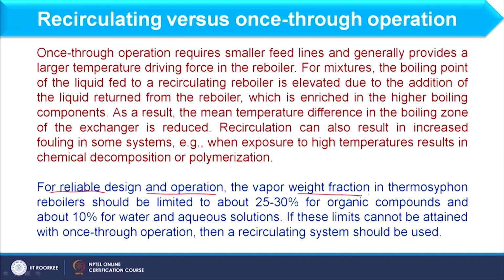So here I have one important point about the reboiler: for reliable design and operation, the vapor weight fraction in a thermosiphon reboiler should be limited to 25 to 30% for organic compounds and 10% for water or aqueous solutions, okay. And if these limits cannot be obtained with once through operation, then a recirculating system should be used. Okay. In a recirculating system, only a fraction of the liquid is converted into vapor, and that is around 25 to 30% for organic compounds, right. And this point we will consider in designing the thermosiphon reboiler. I will speak about that at that time.